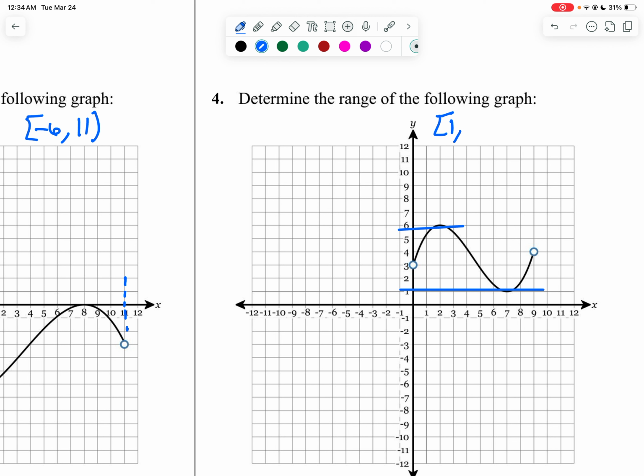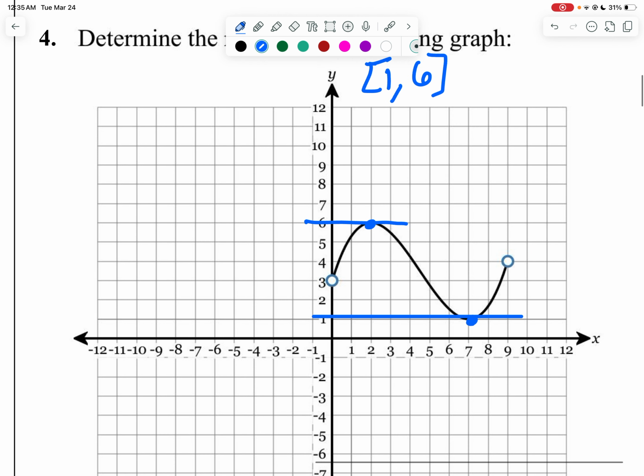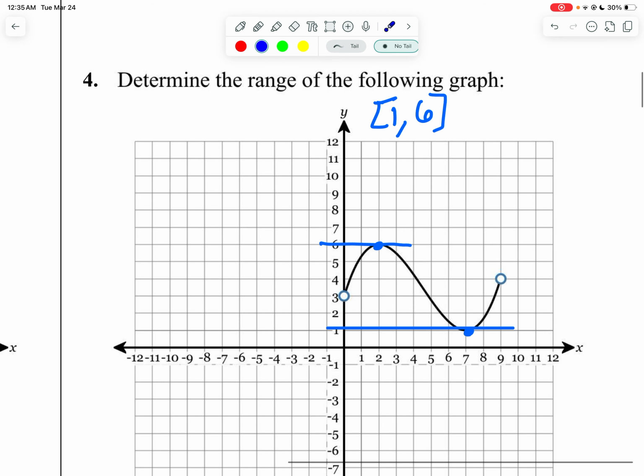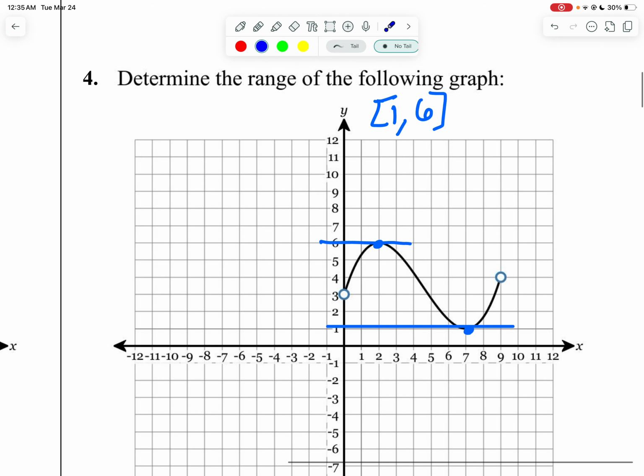Now, you might be thinking, okay, but why is 1 and why is 6 a bracket instead of parentheses? If they do not give you an open circle, then we're always going to assume that everything is a closed circle. So this is a closed circle, and this is a closed circle. Notice how this right here doesn't matter, and this right here doesn't matter because it's not the lowest of the low or the highest of the high. Remember, range is the y values of the minimum, your lowest, and then your maximum, which is your highest.